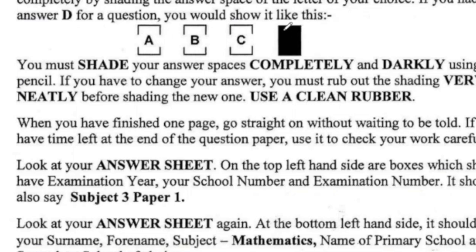That means you need a clean rubber, so make sure that you buy a clean rubber, as well as an HB pencil, so that when you're shading, your shading is darker. Those are the things you need to do. Make sure you rub properly.